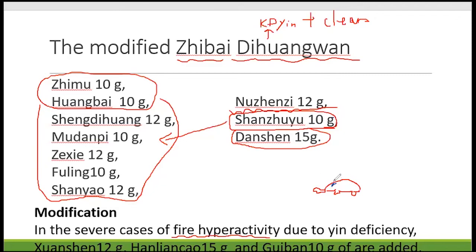We know it as an herb. The animal shell works a little bit stronger compared with the blood, so that's even better for nourishing with the Guiban.